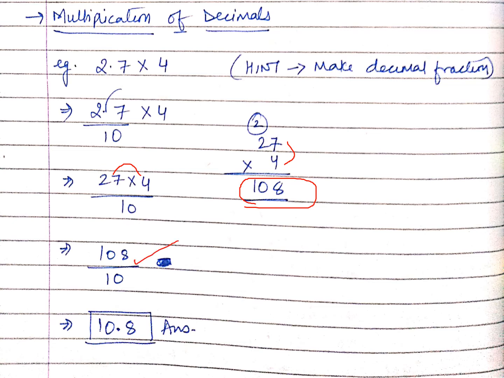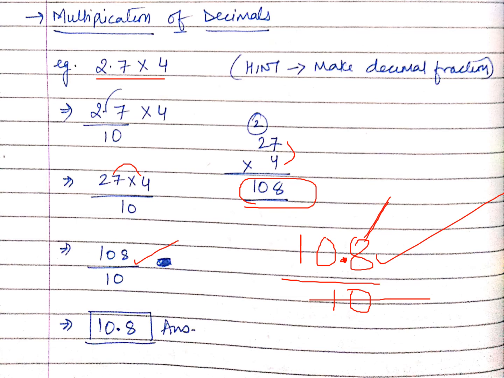Now, the question was in decimals. The answer should be in decimal also. So let's write the answer in decimal. So 108 upon 10. Now I will tell you why this number is special. Just cut the number and see how many zeros are there. Only one zero. So before one digit, put a decimal like this, and you have got the answer. Isn't it easy? So the answer is 10.8. Just follow this technique in every question and it will be easy for you.